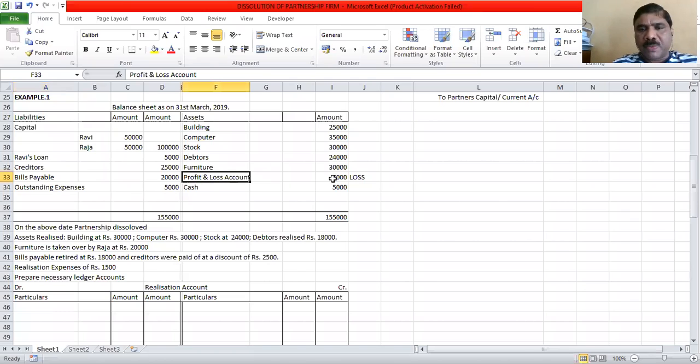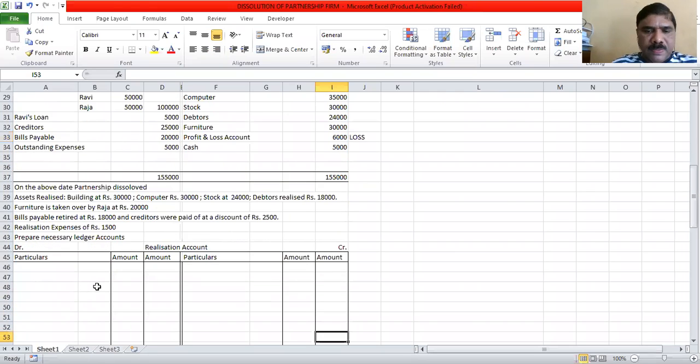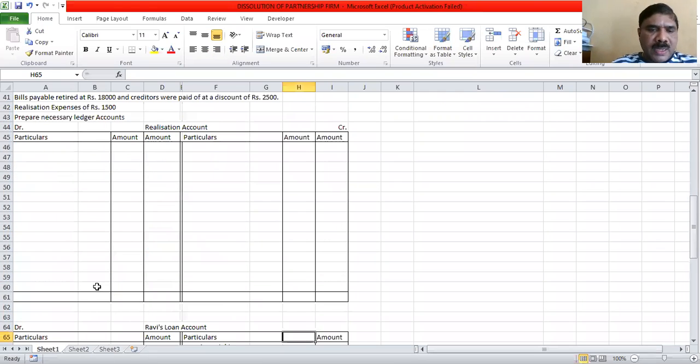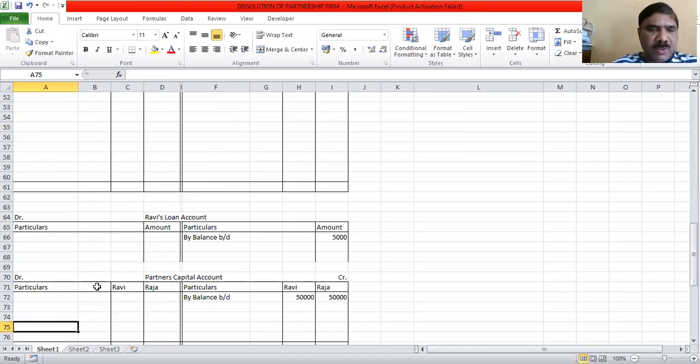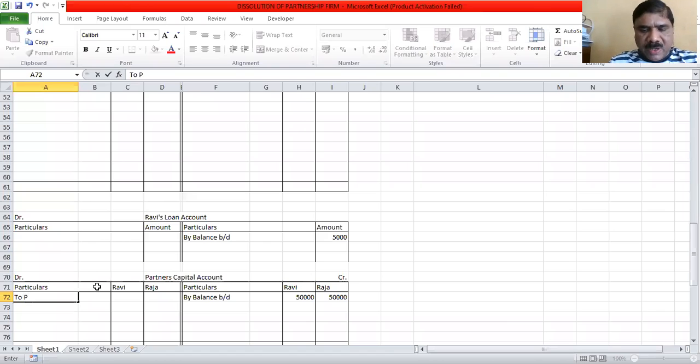There is a loss of how much? 6,000. This loss will be distributed among the partners according to the profit sharing ratio. In the question, no profit sharing ratio is mentioned, so what will we follow? Equal. Equally. Which side of the capital account do we transfer this loss? Debit. On the debit side of the capital account, you write to profit and loss account.